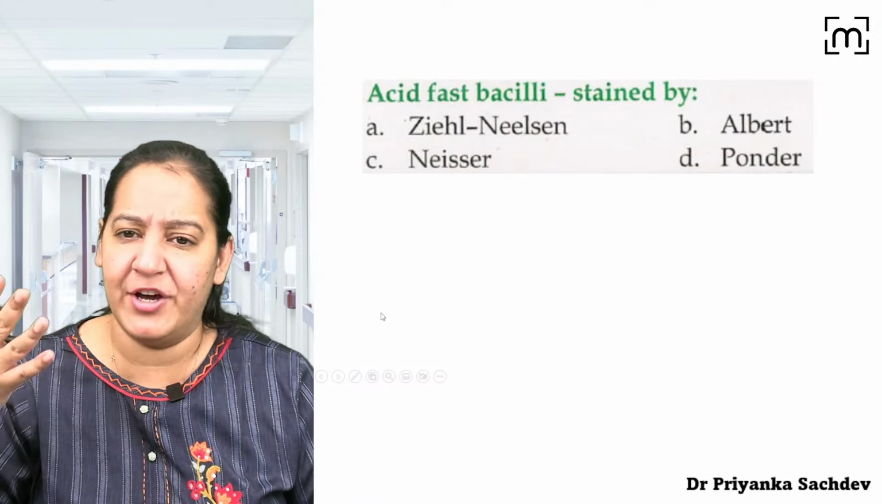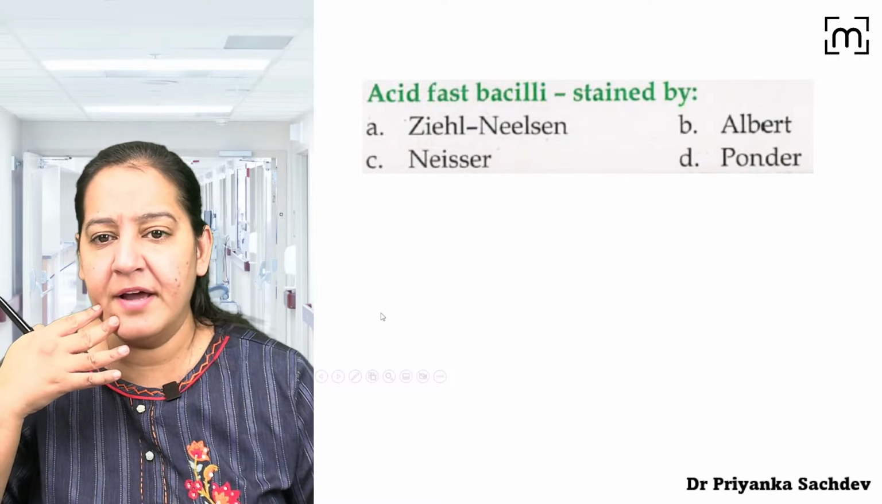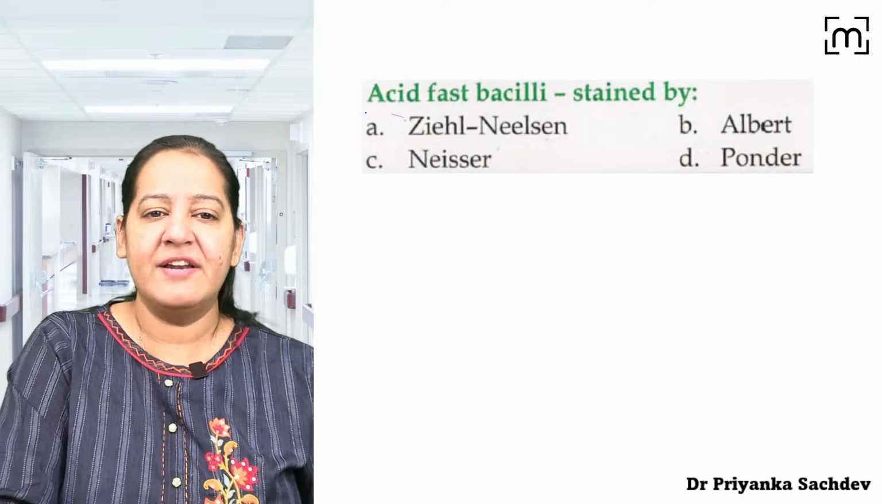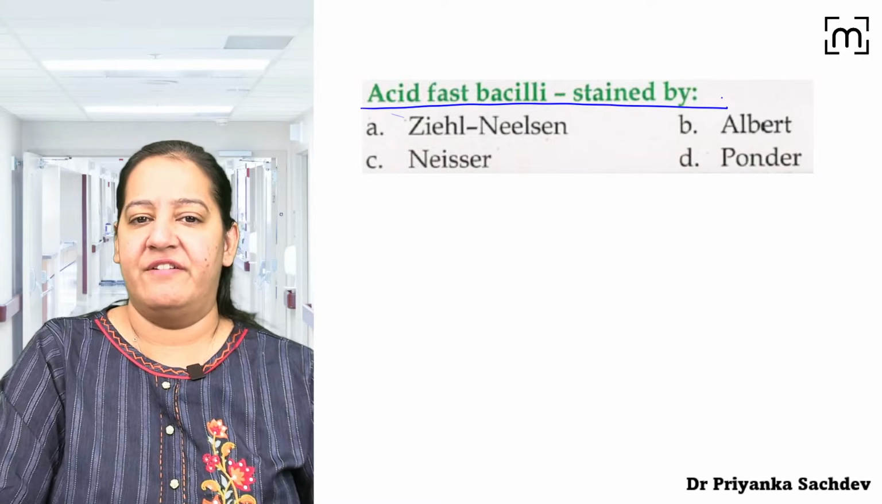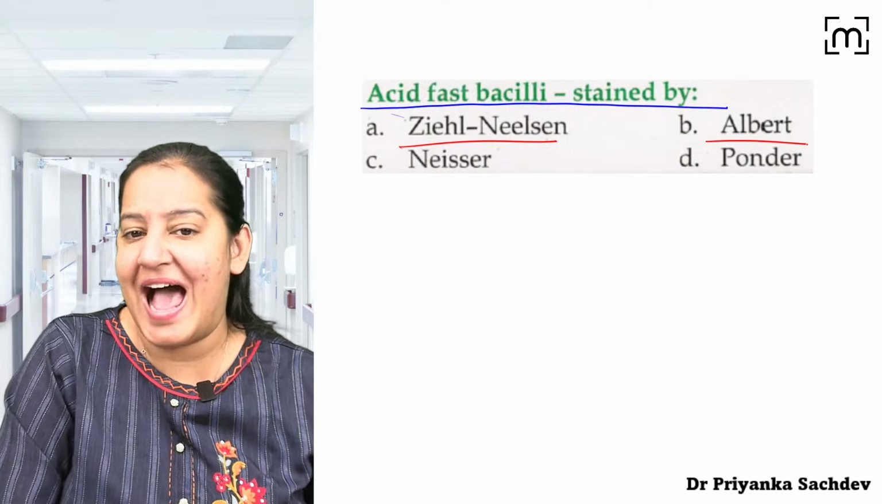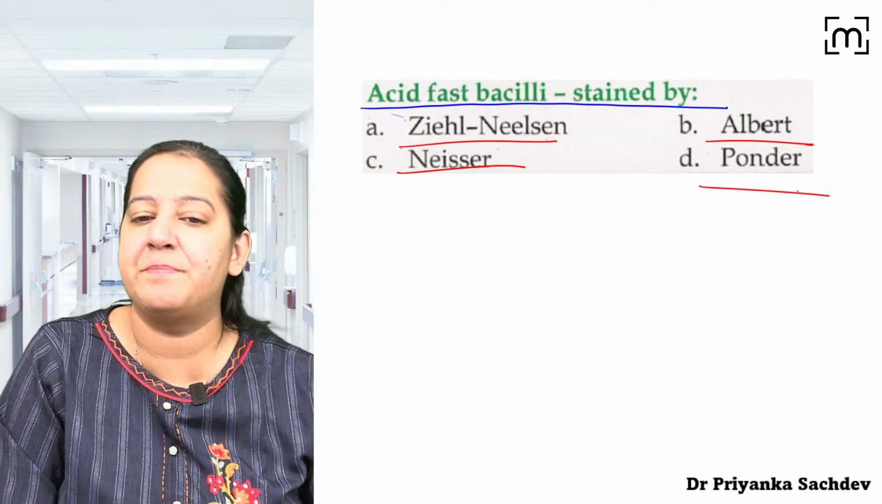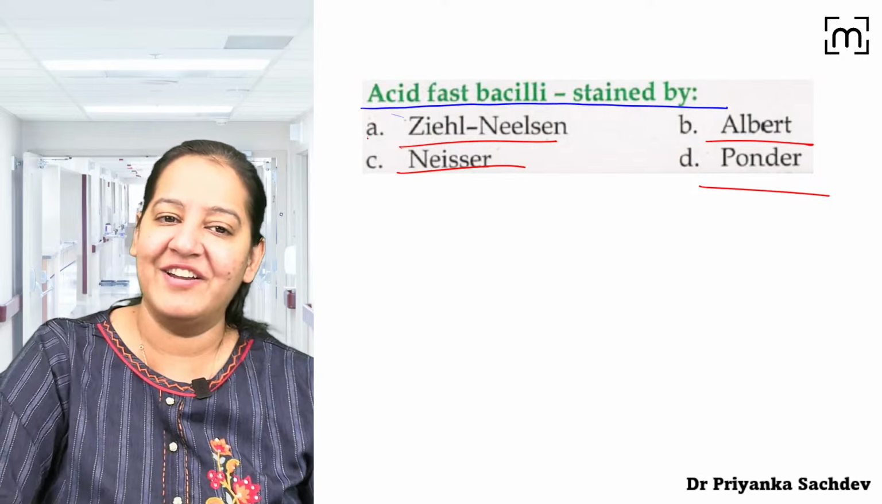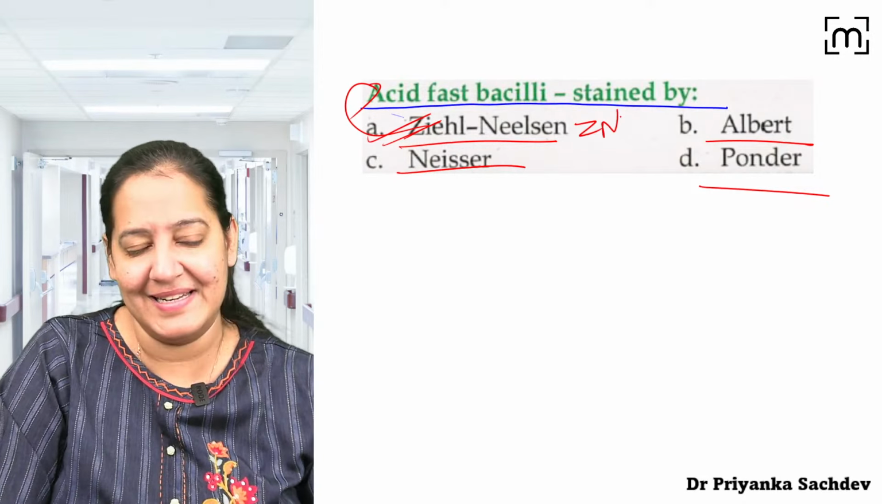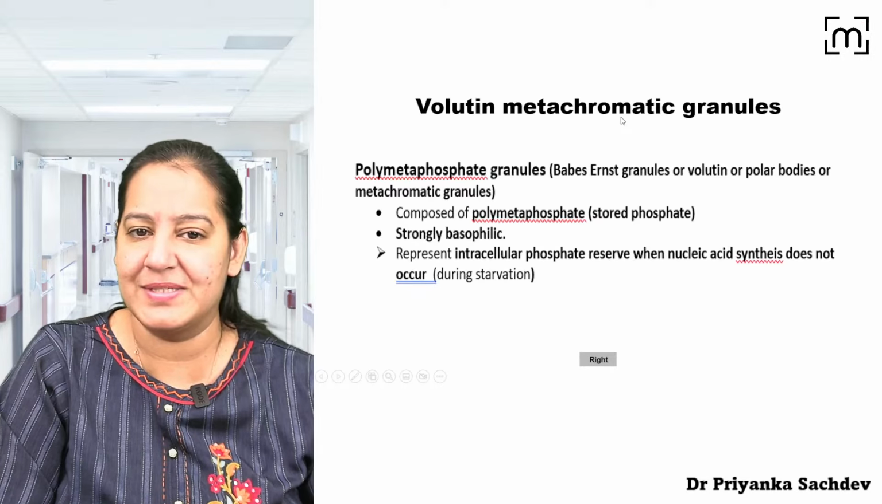There are many questions based on staining, the simplified staining. Acid-fast bacilli are stained by which stain? It's a very simple question. Is it Ziehl-Neelsen stain, Albert stain, Neisser stain, or Ponder stain? Yes, you all are right, of course. Ziehl and Neelsen discovered the acid-fast stain, so that's why it is known as Zn stain. So the correct answer is A. I guess everyone knows it, right?